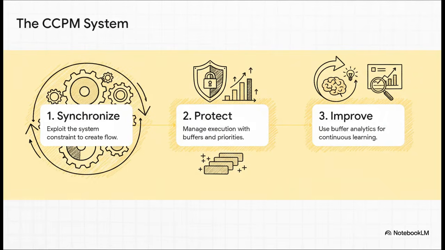So let's just recap the whole system upgrade. It's 3 simple steps. First, you synchronize. You find your system's constraint and you create a smooth, steady flow of work. Second, you protect. You use those aggregated buffers and the visual fever charts to manage your day-to-day work. And third, you improve. You use the buffer data as a signal to drive real continuous learning.